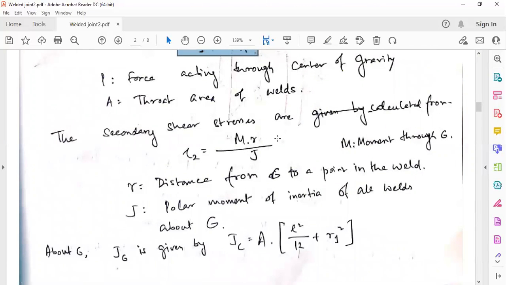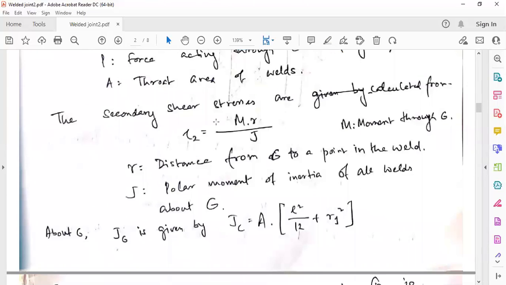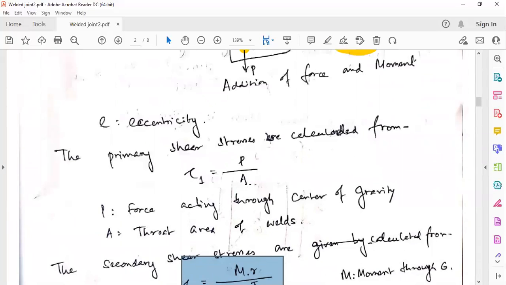Since there is a moment, and that is also causing a shear stress only here, finally we will have another shear stress, that is the secondary shear stress. Unlike shear forces, here we have shear stresses. So shear stress tau 2 equals M into r divided by J, which comes from your torsion equation, M by J equals tau by r. M is your torsional moment, and this J is the polar moment of inertia about this Z.